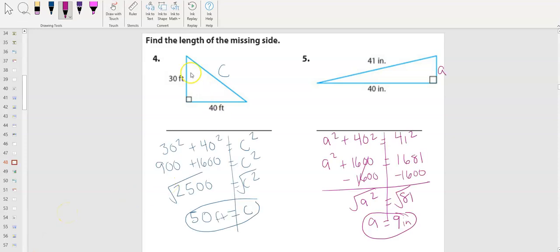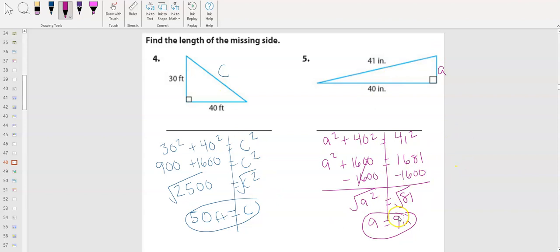All right, so you can see that on the left here, we're trying to find the hypotenuse. So I did a squared plus b squared, 30 squared plus 40 squared equals c squared. We went ahead and used a calculator to help us calculate this. We found the square root on both sides, and we got 50 feet for our hypotenuse.